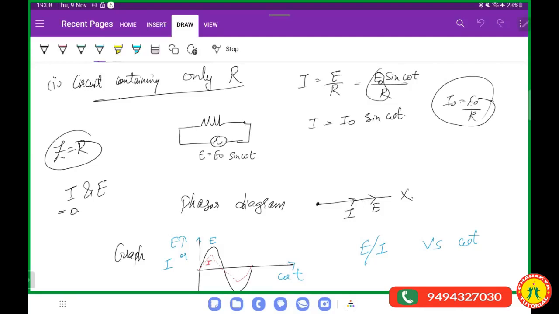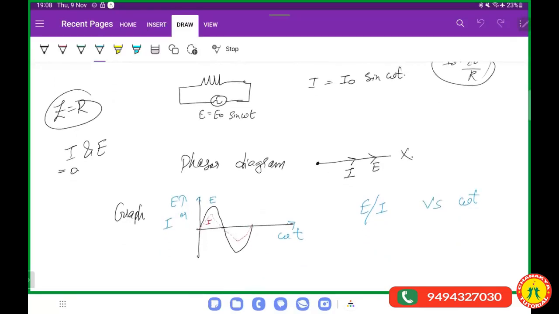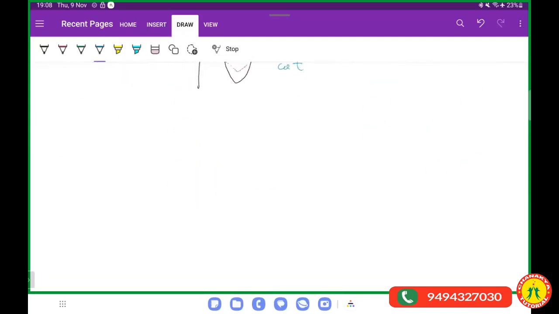See, both are in the same phase. If you observe this one, they're also in the same phase. They both are moving gradually and joining at this point as well as here. We will see the difference in the next part. This was R, now only L. We'll study separately, then we'll combine all.